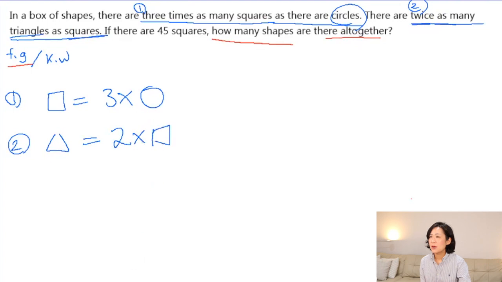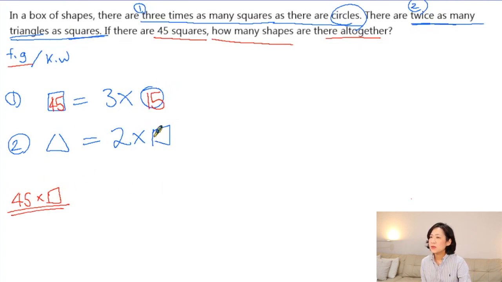Then our last keyword is, it's a very kind question, it gives you the number of squares: 45 squares. Now all we need to do is put 45 inside the square. Then that is 3 times more than circles. Thinking about the number, 3 times 15 makes 45, right? So we can say there are 15 circles.